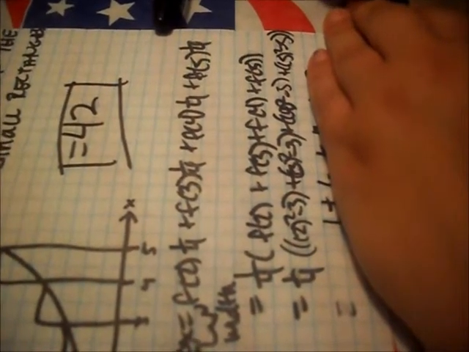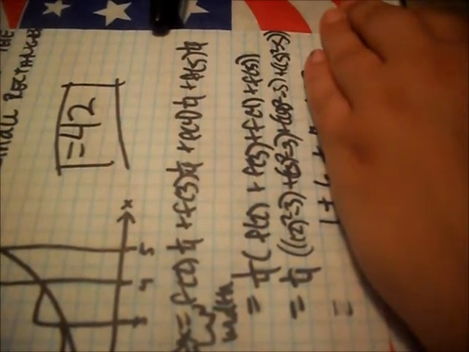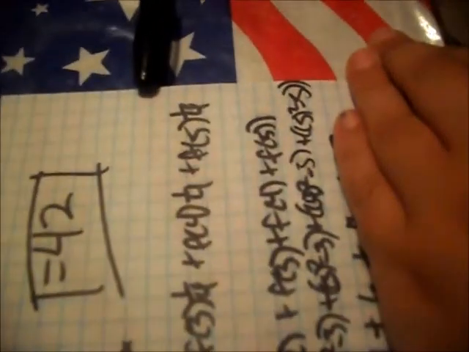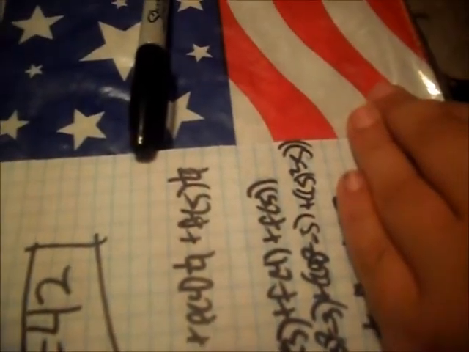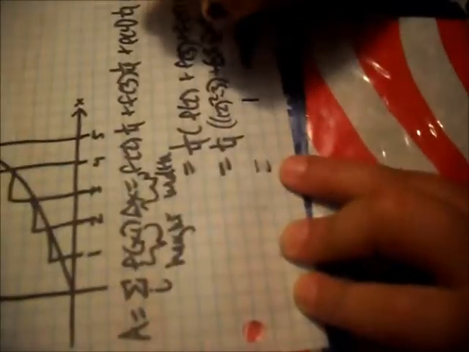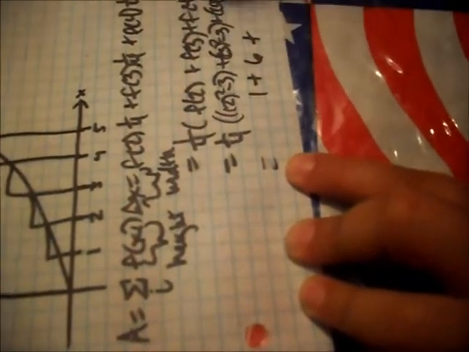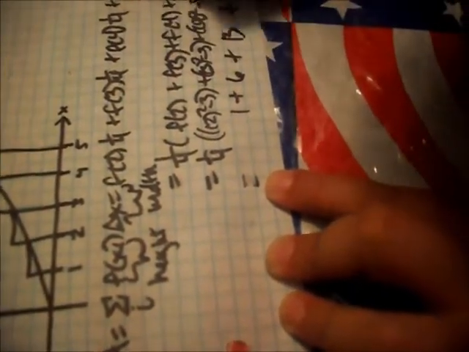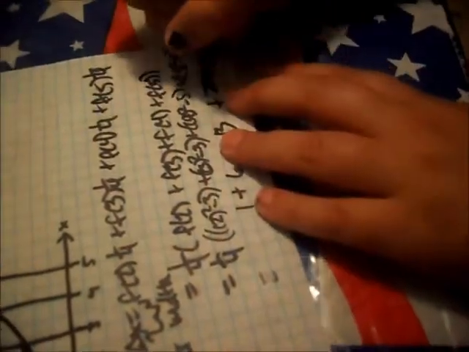which equals 1/4 times 2 squared minus 3 plus 3 squared minus 3 plus 4 squared minus 3 plus 5 squared minus 3, which equals 1 plus 6 plus 13 plus 22, which equals 42.